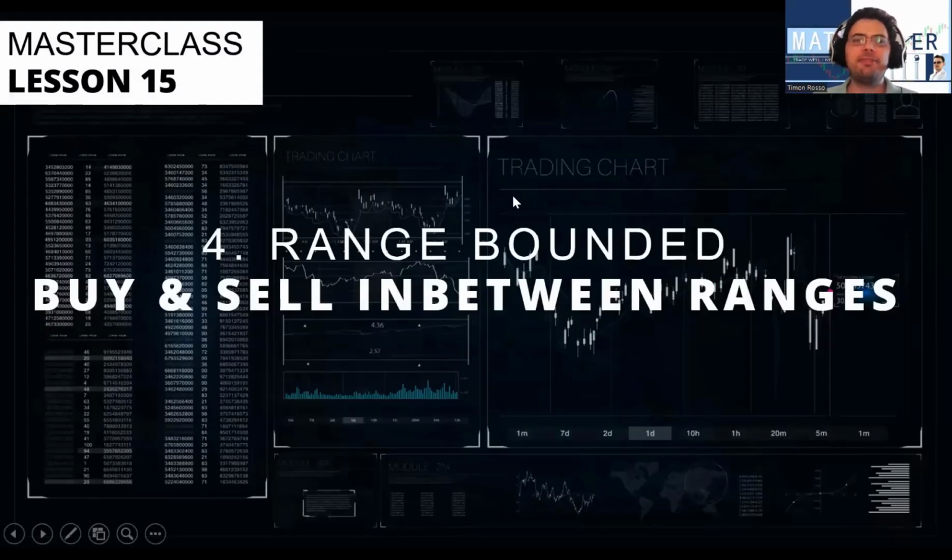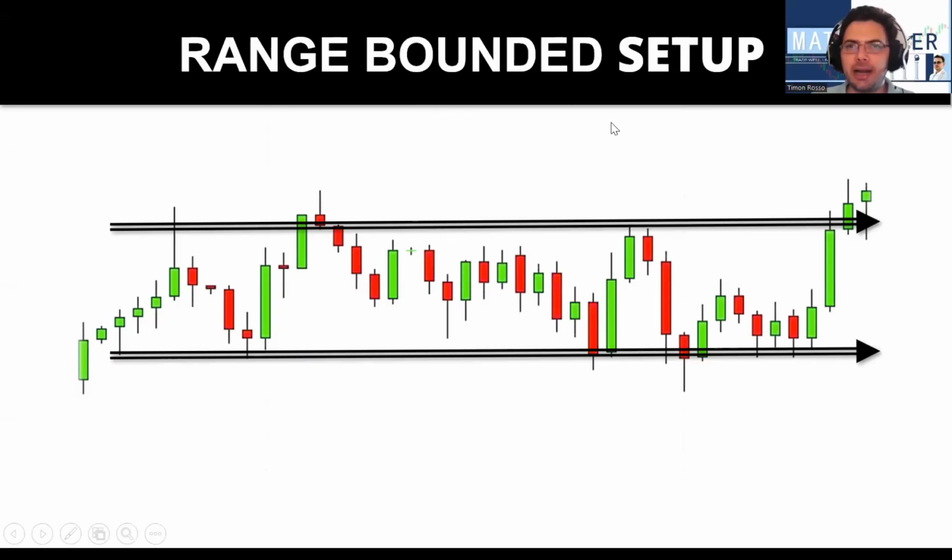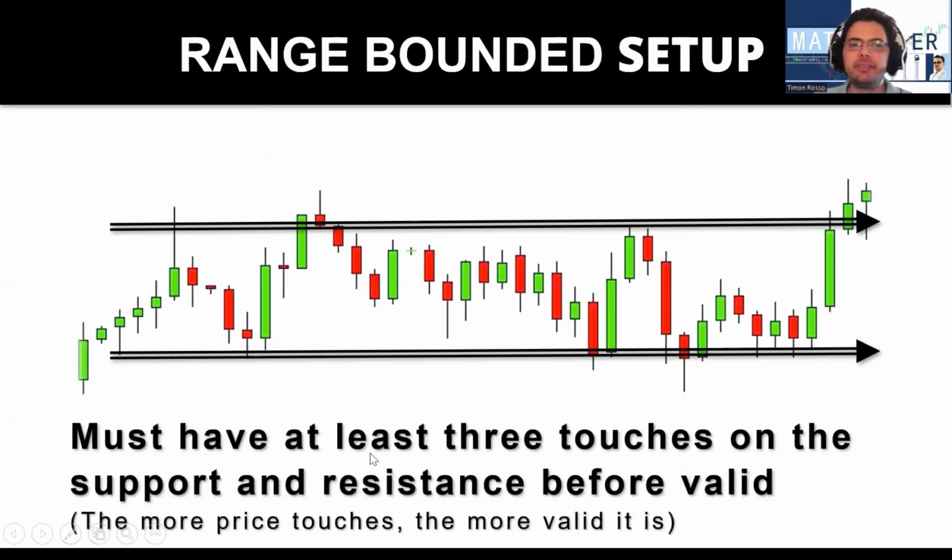Masterclass lesson 15, range bounded: buy and sell in between ranges. So you have a range bound setup where there must be at least 3 touches on the support and resistance line before it is considered a valid setup. So the more price touches there are on the resistance and the support, the more validity this setup has for this type of trader.